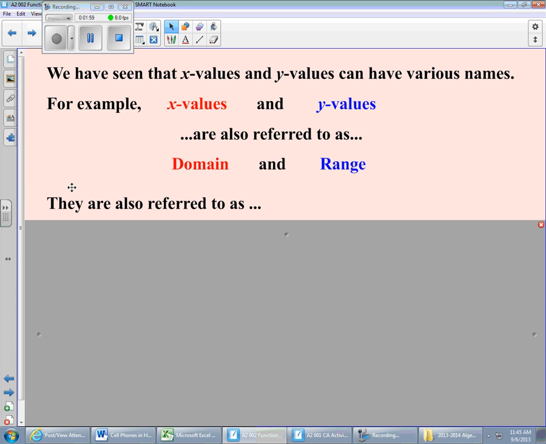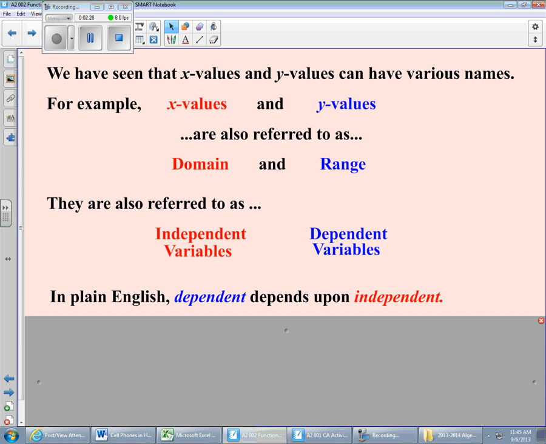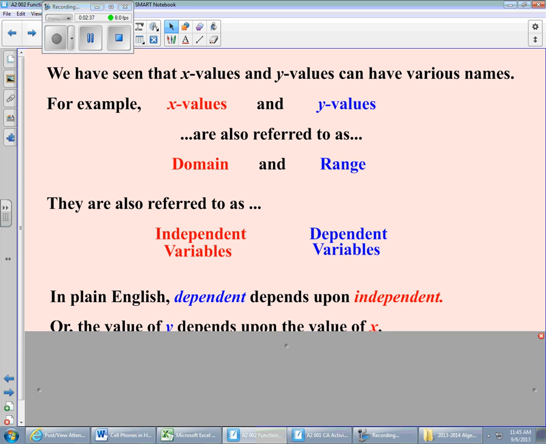Another way that we're going to focus on today is the idea of independent versus dependent. You should have heard it before. If not, then you're hearing it for the first time, but I doubt it. The x-axis is what is referred to as the independent axis. The domain are the independent values for the function. The information that goes with the y-axis is what we call a dependent variable. To put it in basic layman's plain English, we're saying that dependent depends upon independent, or the value of y depends upon the value of x.